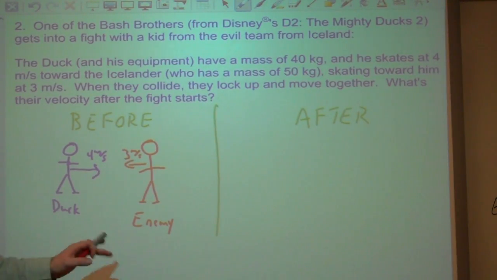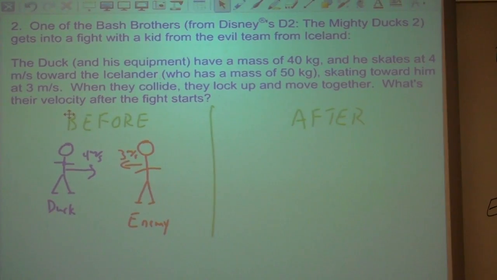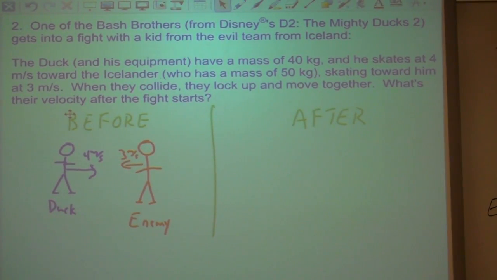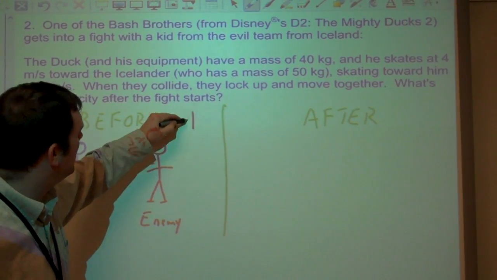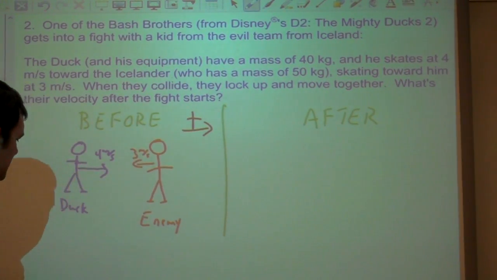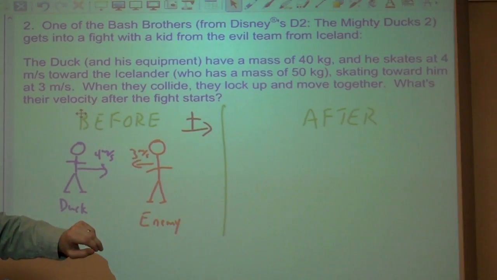So these two are coming towards one another, and I'm going to compare their total momentum before they collide versus after they collide. Looking at this, I probably want to choose which way my positive direction is, just so I'm consistent from the start. And I don't see any reason why not to. I'm just going to make going to the right my positive direction. So that's going to mean that the Mighty Duck is going to start with a positive amount of momentum, and the player from the other team is going to start with a negative amount of momentum.